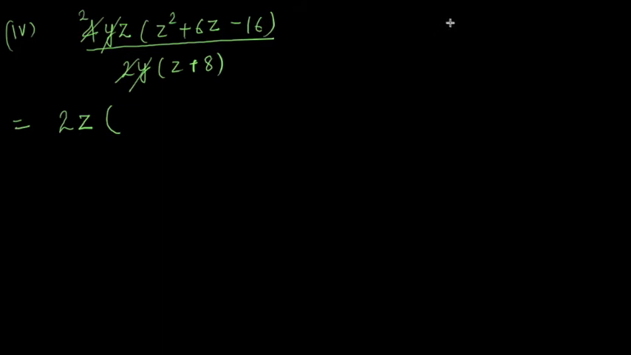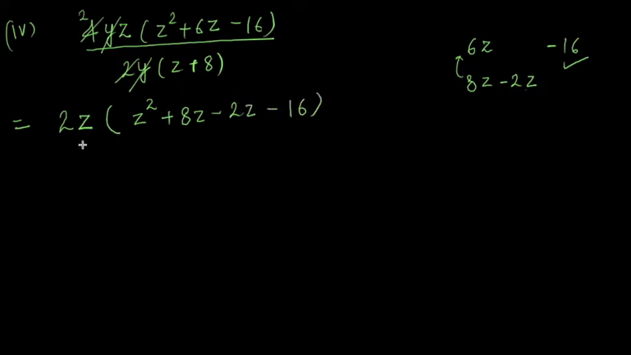Again you have a quadratic equation where you have to split 6z such that the sum of the terms should be this and the product of the constants should be minus 16. So how about if I write 8z minus 2z? 8z minus 2z is 6z, and 8 into minus 2 is minus 16. So I am placing it as z square plus 8z minus 2z, and this minus 16 as it is, upon z plus 8, since 2y we have already cancelled.